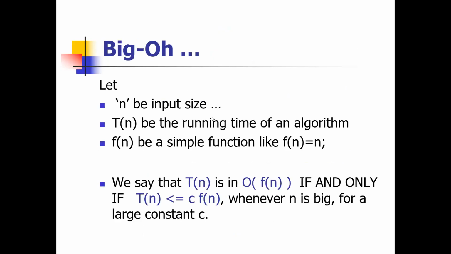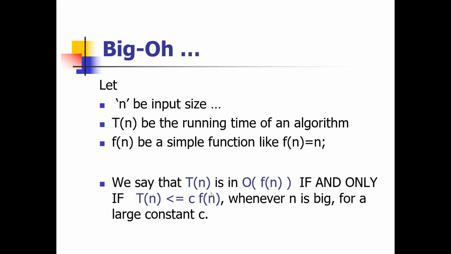So let n be the size of the input. The running time of an algorithm is T of n. And T of n might be a function of n, right? Simply n, like if it's 5n, 10n, 100n, we'll simply write n because the constant doesn't contribute to anything. We know the time will grow as n grows.